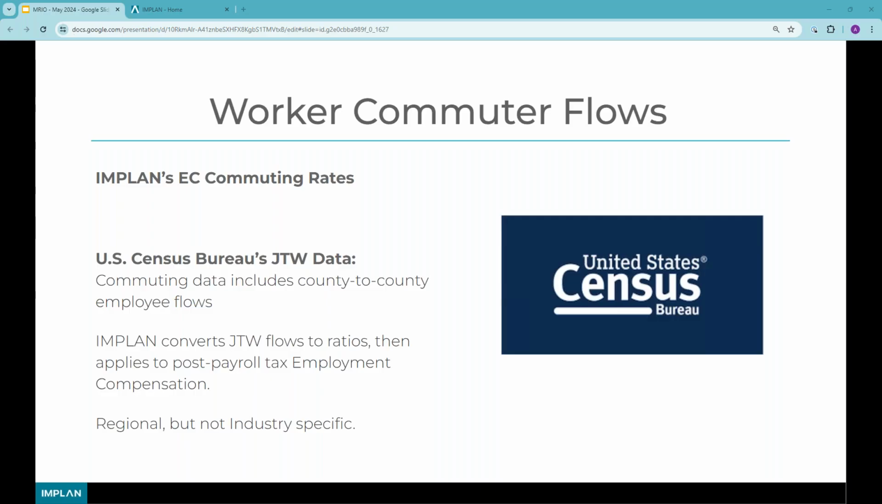So the commuter flows that we have are going to be regional, right? But it is not industry specific. So we don't have enough data on how one industry commutes versus another industry, the workers within that industry, I should say, but it's all regional. So each region will have its regional commuting rate.